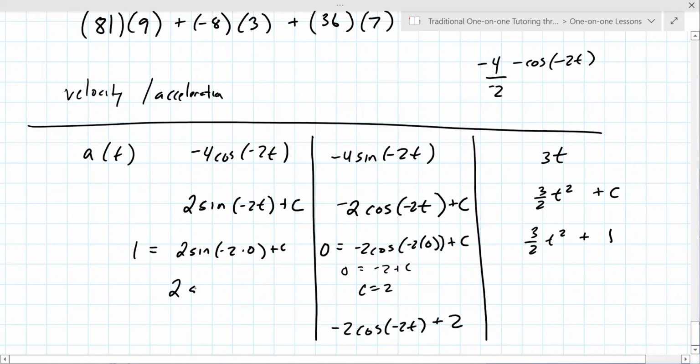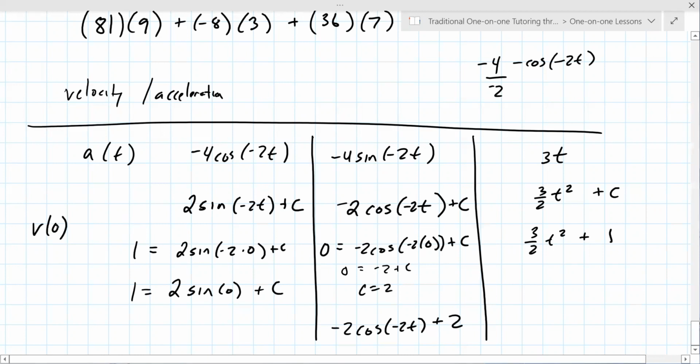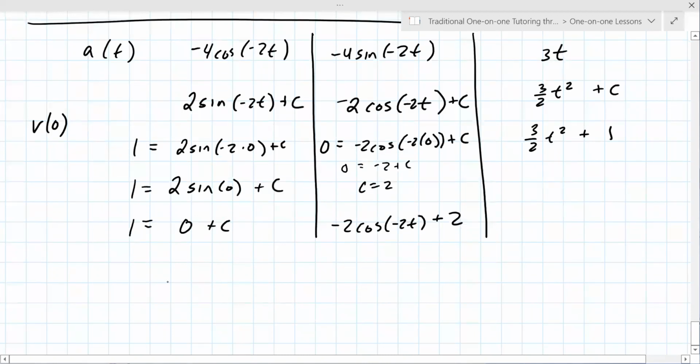But it's 2 times the sine of 0, which is 0. You only put in the numbers as C when it's a polynomial? Yes. I don't remember her saying that, but I probably missed it. Other than that, you make the t 0 and equal it to the number, because they're giving you V of 0. If they gave you V of 1, which I might do if I were teaching your class, you'd put 1 in for t. So 1 equals 0 plus C, so C is 1. And so we're down to 2 sine -2t plus 1. This is your V of t.